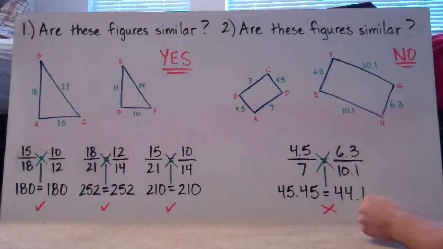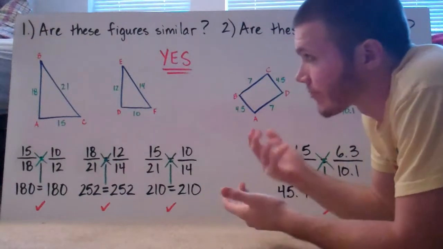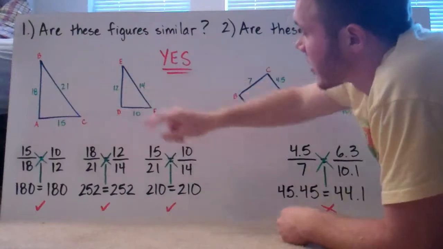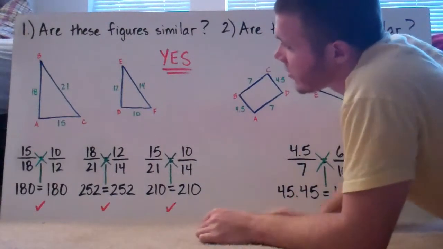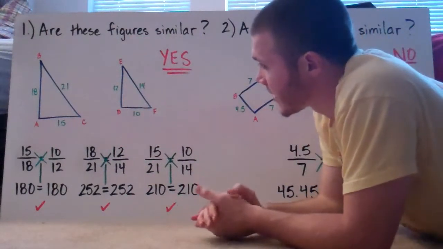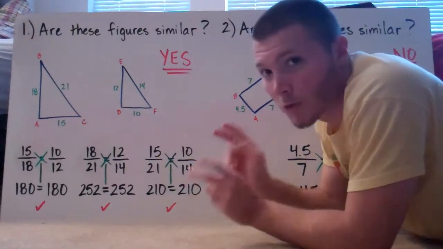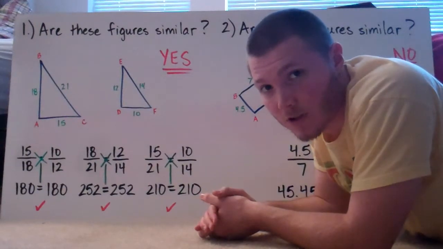So, number 1 and 2. We've got them all worked out, but I'm going to explain how we got our answer. So are these figures similar right here? Yes, they are. I've got triangle ABC, and I've got triangle DEF. Now I'm going to find out if they're similar or not. What I'm going to do is set up two proportions equal to each other, and I'm going to cross multiply to see if we get the same result.